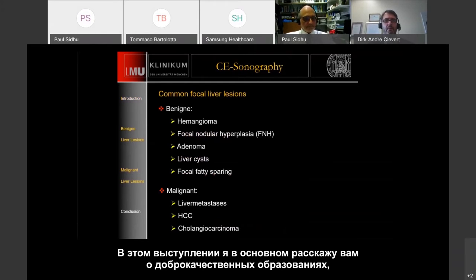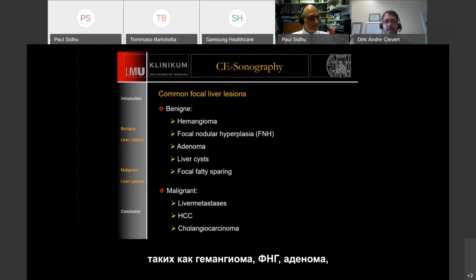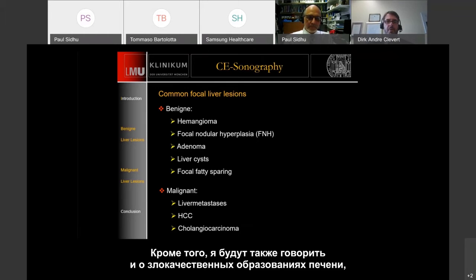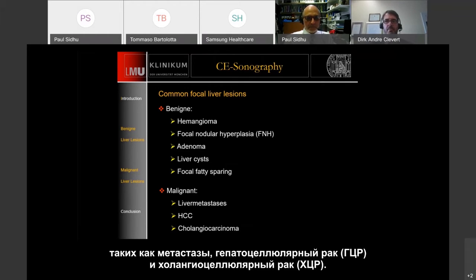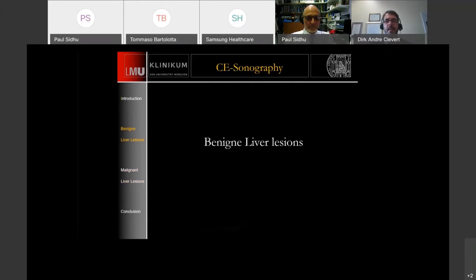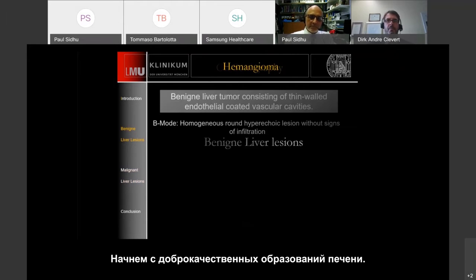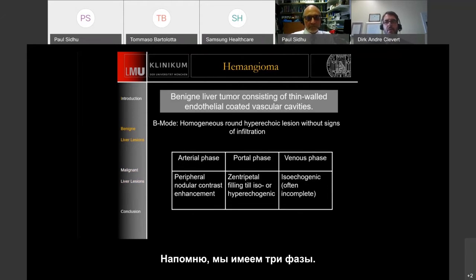In this talk, I will cover most of the benign lesions like hemangioma, FNH, adenoma, liver cyst, or focal fatty sparing. On the other side, I will also speak about malignant liver lesions like liver mets, HCC, and CCC. Starting with the benign liver lesion. So remember, we have the 3 phases.